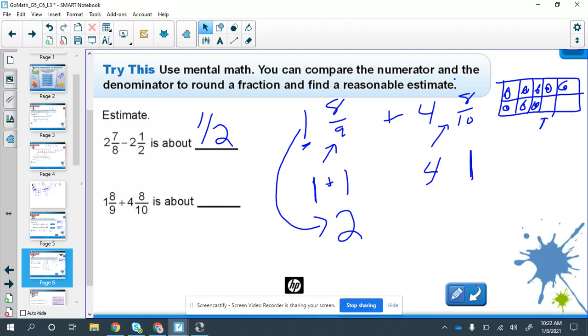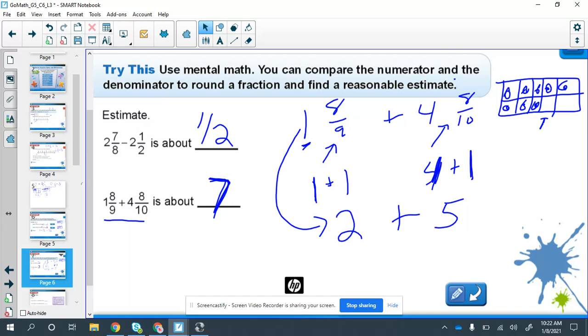So I end up with a whole number of 4 and a fraction that's about 1. So I'm going to say that 4 and 1 is 5. So I have 2 plus 5, and 2 plus 5 is 7. So 1 and 8/9 plus 4 and 8/10 is about 7.